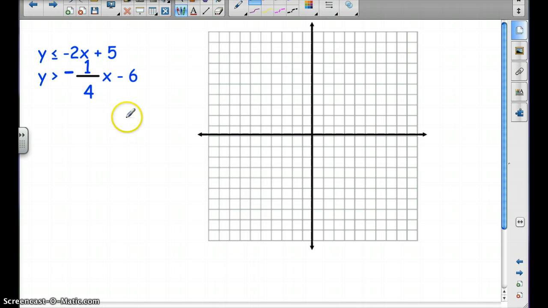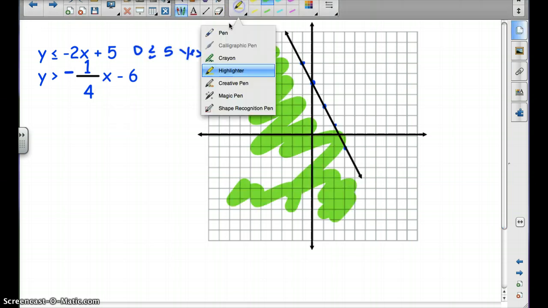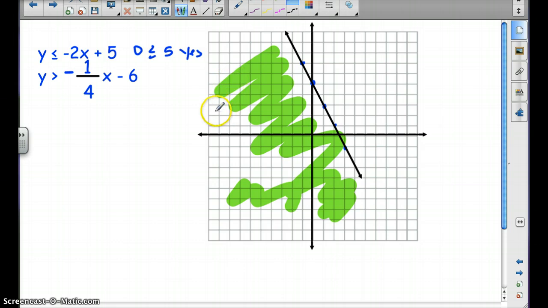Go ahead and pause the video and see if you can get your graph set up. Alright, I have my first graph done. Now I'm going to look at my second one. I'll do it in red here. So -6, 1, 2, 3, 4, 5, 6. And my slope is telling me to go down 1 to the right 4. Or go up 1 to the left 4. 1, 2, 3. And this is a dotted line.